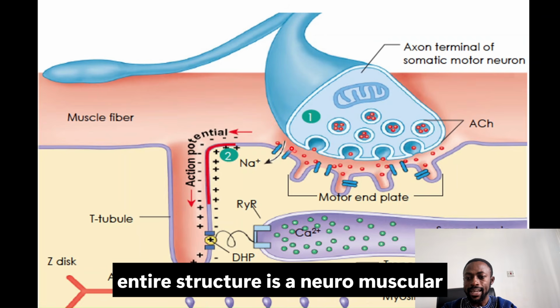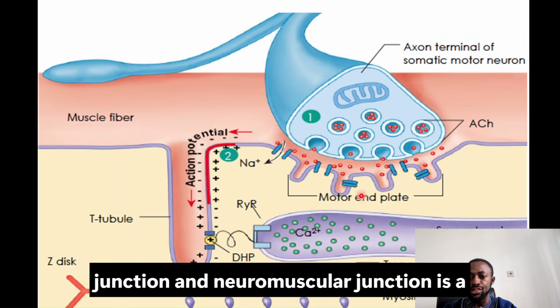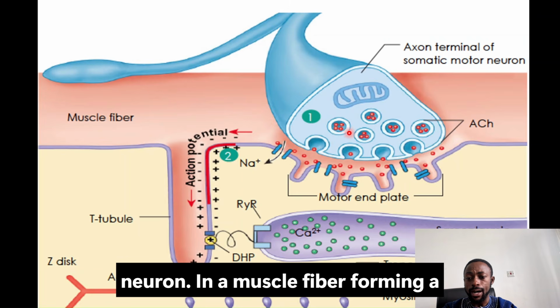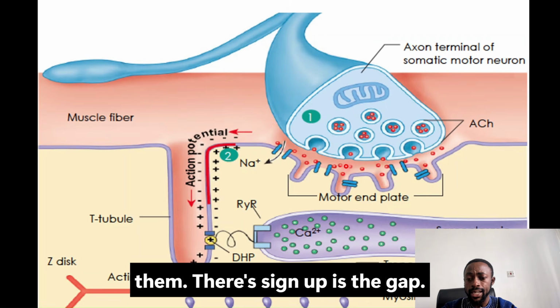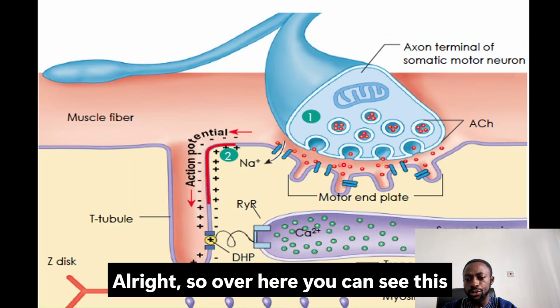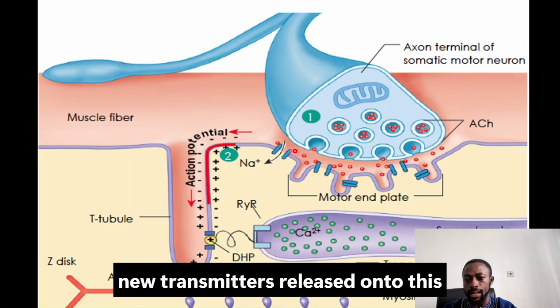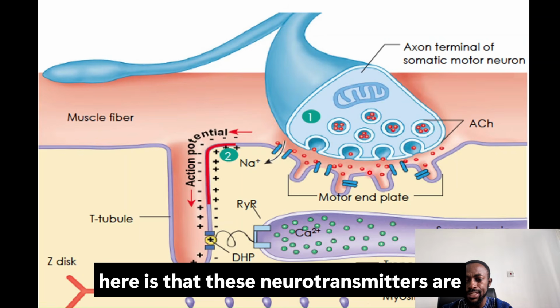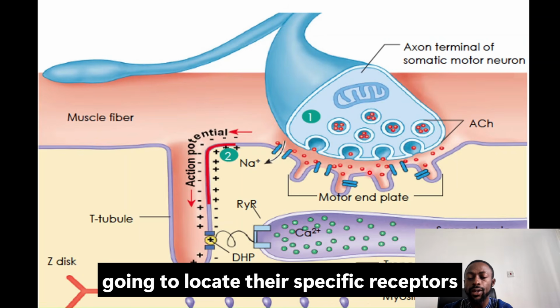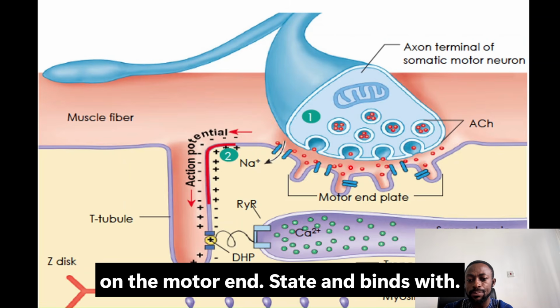Okay, so this entire structure is a neuromuscular junction. A neuromuscular junction is a neuron and a muscle fiber forming a junction, and there's a synapse in between them. The synapse is the gap. All right, so over here you can see these neurotransmitters released onto this synapse. Another point that continues here is that these neurotransmitters are going to locate their specific receptors on the motor end plate and bind to them.